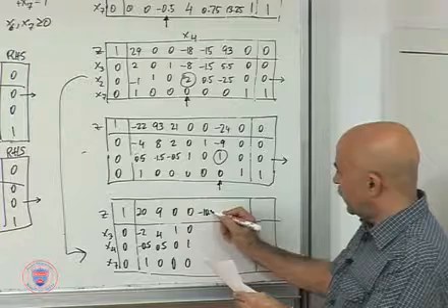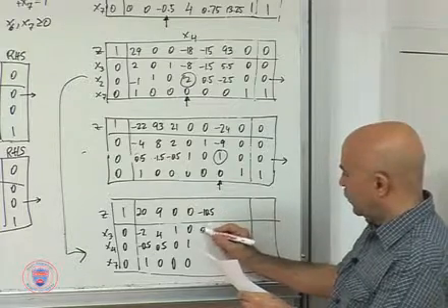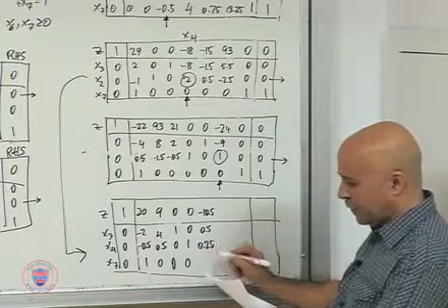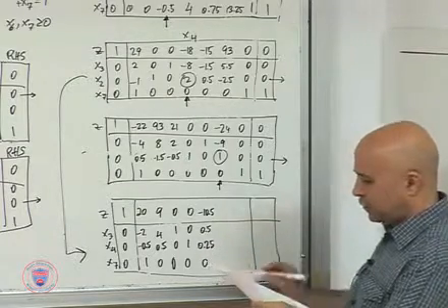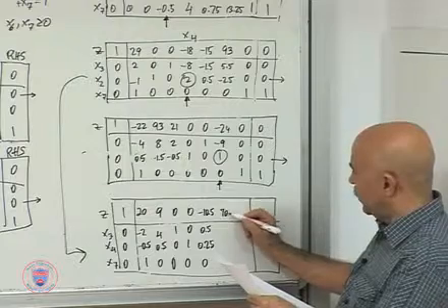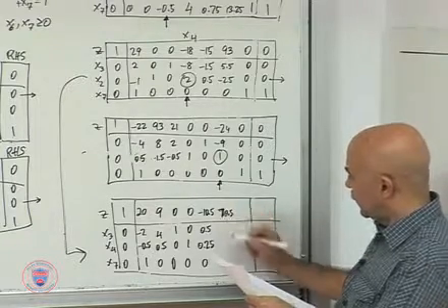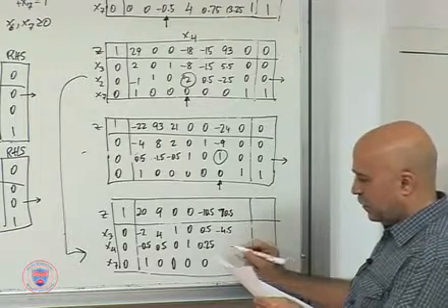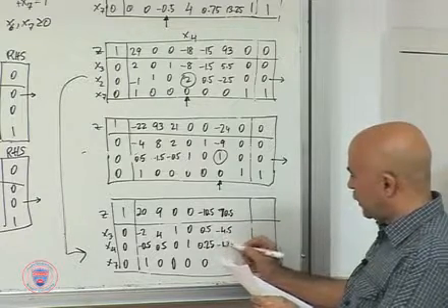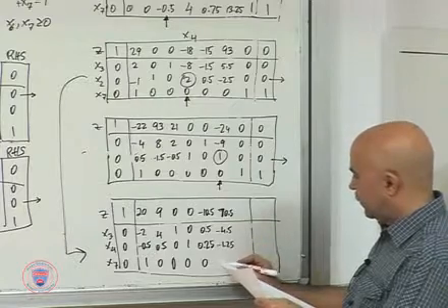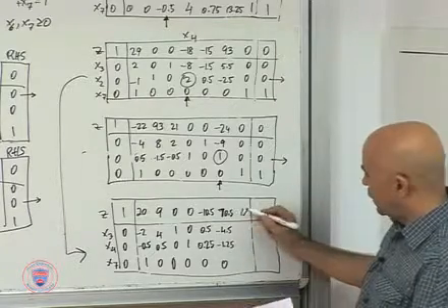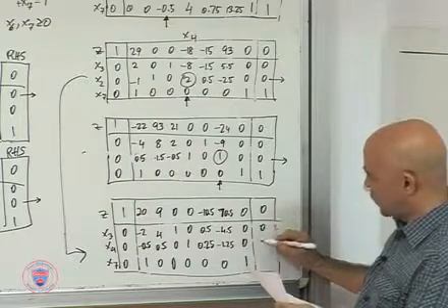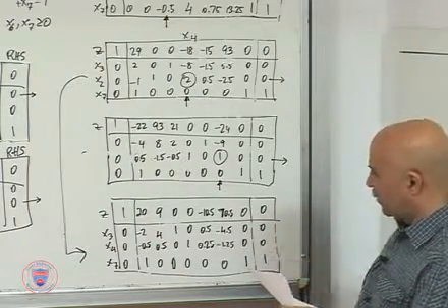Minus 10.5, 0.5, 0.25, 0, 70.5, minus 4.5, minus 1.25, 0, 0, 0, 0, 1, and 0, 0, 0, 1.